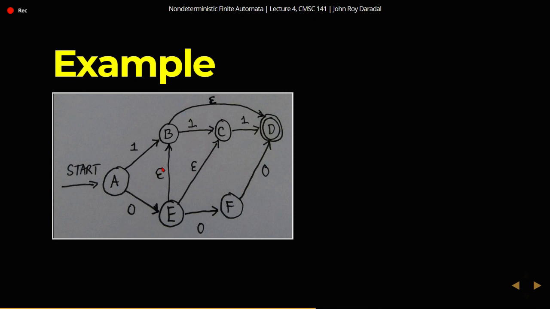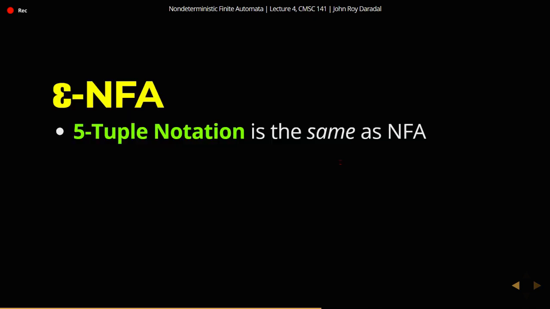Going back to the example, if you have the input 0, 1, from A, on a 0 you go to E. Since there's no 1 here, but there are epsilon transitions, you can freely transition to either B or C. And then on the 1 you can go to C or to D. You can even transition to D on another epsilon here. But yes, you can freely transition to another state without taking any input on epsilon transitions.